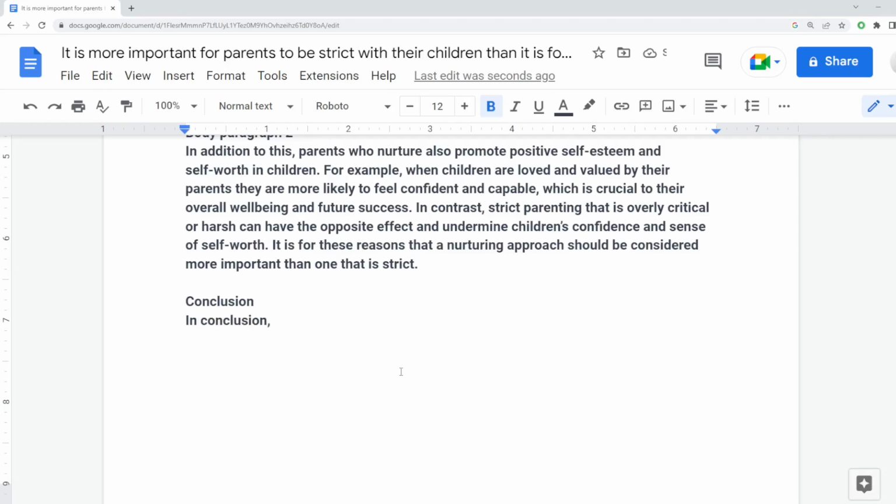So we don't have to strictly summarize in the first sentence and then state our opinion. You can be a little bit flexible with these things. So I'm just going to restate my opinion right here.